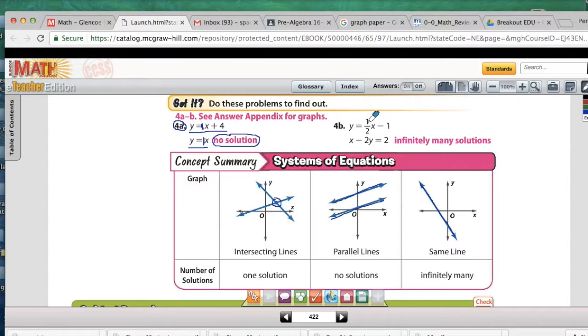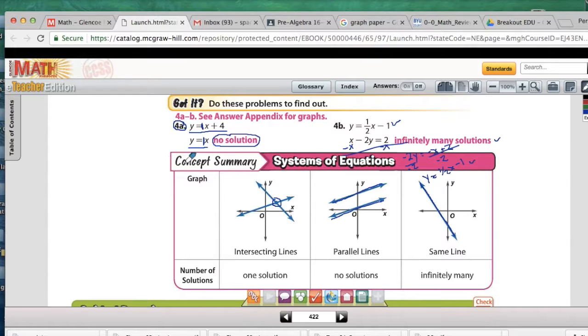Okay, in this case, y equals 1/2 x minus 1. If we wrote this in slope-intercept form and took away x from both sides, we would get negative 2y equals negative x plus 2. And when you divide by negative 2, you get y equals a positive 1/2 x minus 1, which is the same line as the first one. So we're going to have infinitely many solutions.